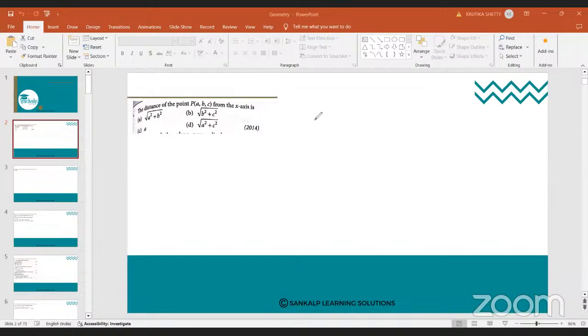So pay attention. The 3D chapter consists of lines and planes. In lines we have two theorems, and here we have five theorems based on planes. For these theorems, first write and take the formulas properly, because based on the theorems, you may expect one question.